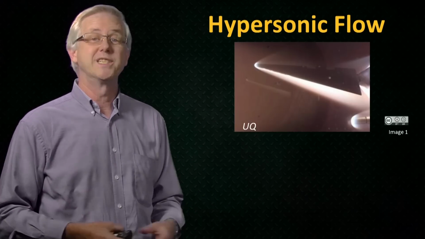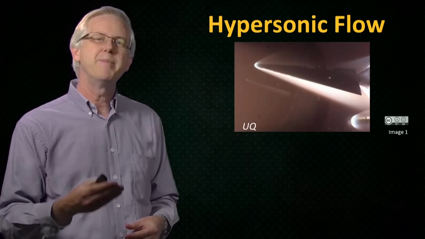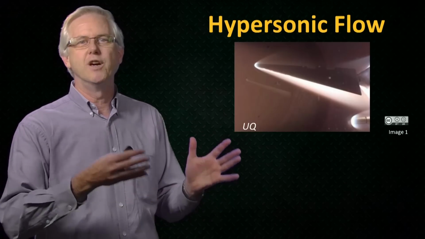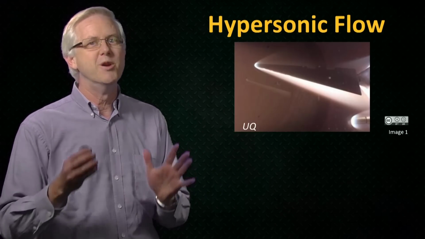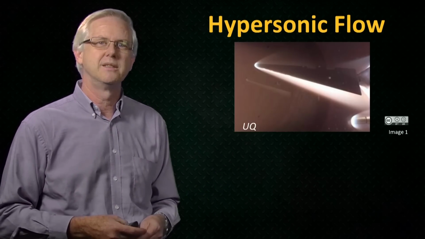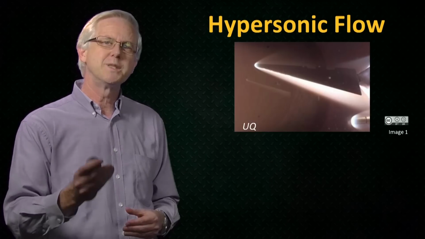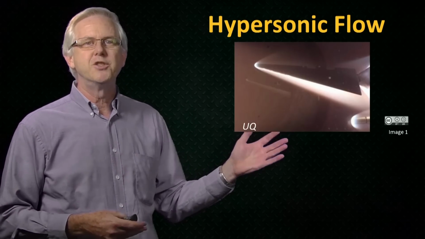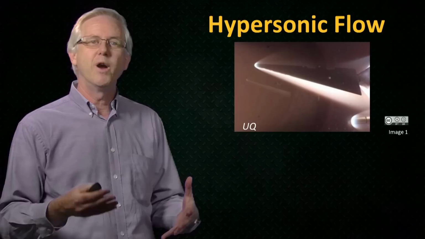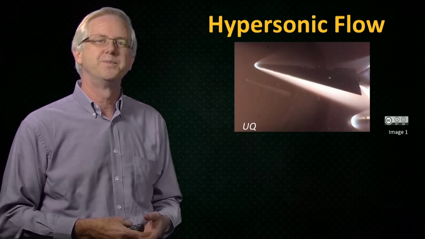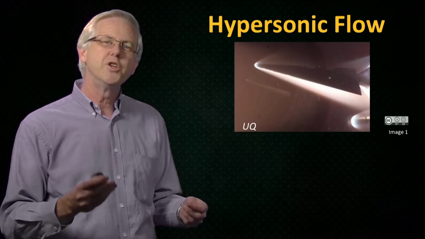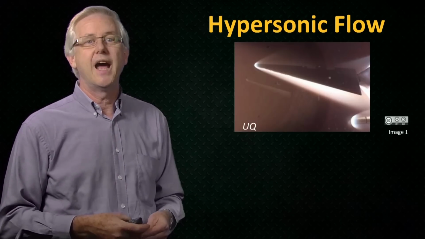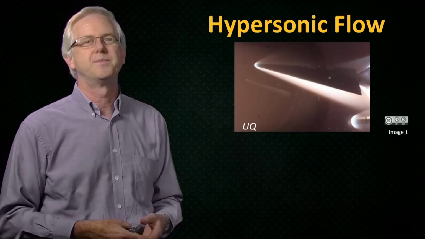A quick aside before we start. We're going to be thinking about objects moving at high speeds through gases and also flows at high speeds moving past stationary objects. So I want you to think about the speed of a flow relative to an object. This is an image of a hypersonic vehicle in one of our hypersonic wind tunnels at UQ. In a wind tunnel, we usually hold the object stationary and move the air around it. And that is what's happening in this experiment.